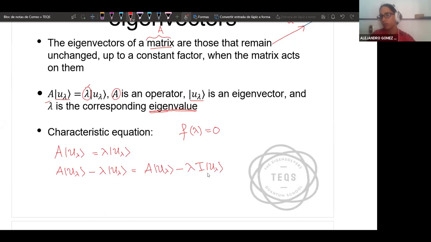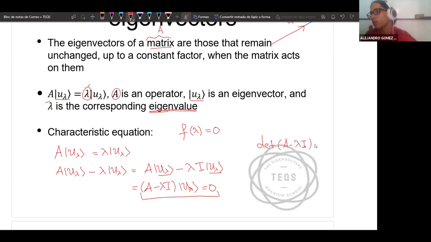Because the identity leaves the state the same, unchanged. So we can factorize, we can take U lambda state as a common factor. So this is gonna give us the following equation. And this equals zero. Okay, so we arrived to this equation. And there's a theorem in linear algebra that tells us that this system is solvable, has a unique solution, if the determinant of A minus lambda I equals zero.